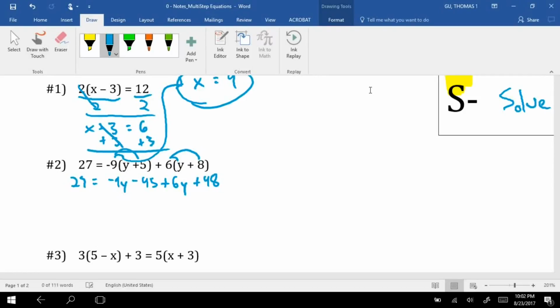Okay, what's next? The C means combine like terms. Do we have any like terms here? I see 2 things with y's, and I see 2 plain numbers over here. So let's combine the y's. We got negative 9y plus 6y. What's negative 9 plus 6? That would be negative 3. So we have negative 3y. What's negative 45 plus 48? If you don't like to think about it like that, what's 48 minus 45? That's 3. So we're going to go plus 3. So now we have 27 equals negative 3y plus 3.